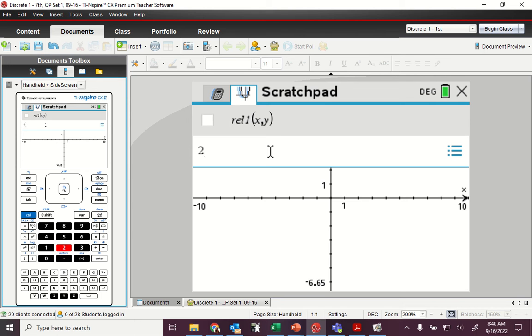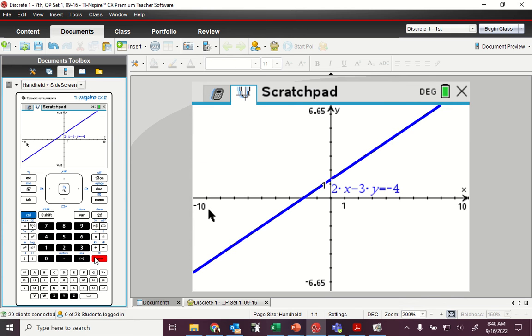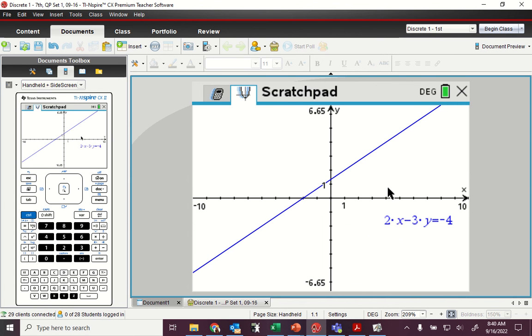So it'd be 2x minus 3y equals negative 4. There we go. These calculators are so smart, they can actually graph using standard form. All the other calculators, the TI-84 and all that other stuff, you can't really graph using standard form.